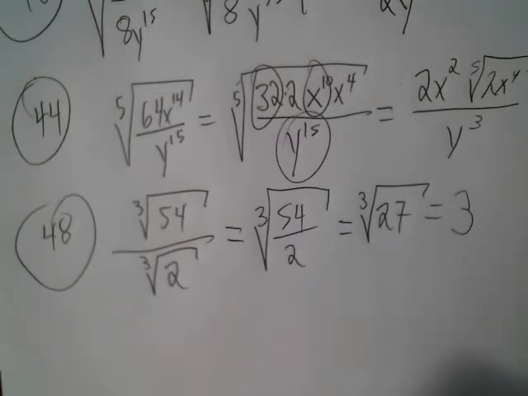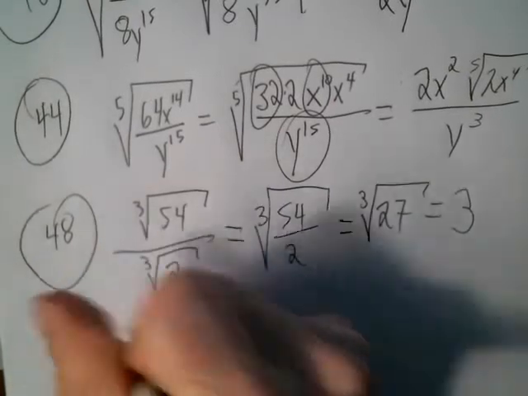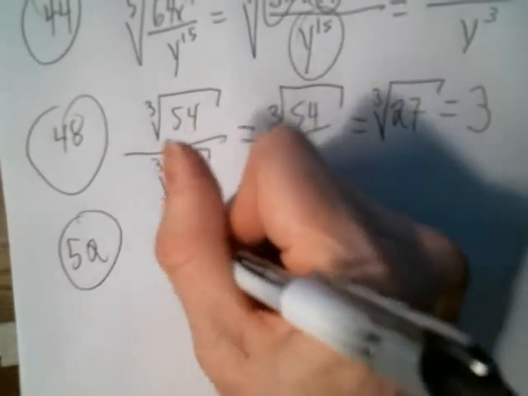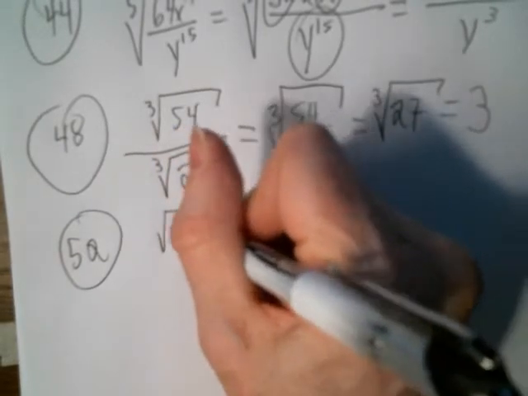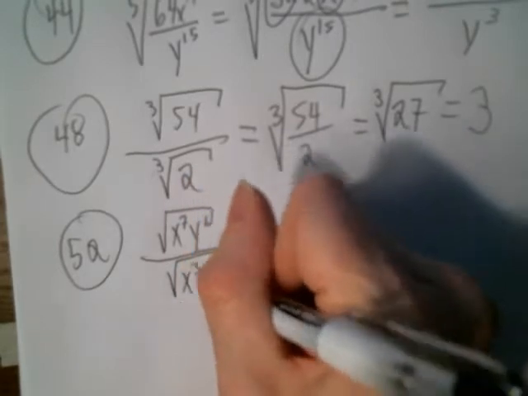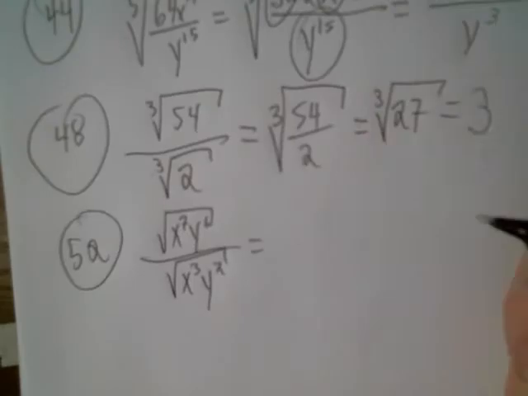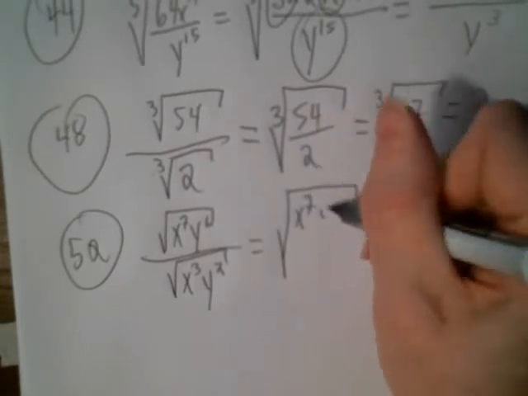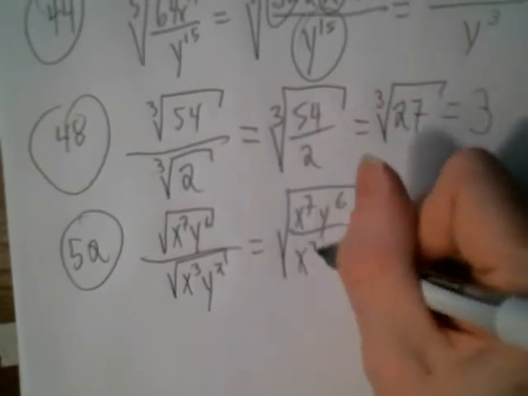These last couple are the same kind of idea. So 52, I have the square root of x to the 7th, y to the 6, all over the square root of x cubed, y squared. Okay. So turning that into one big root, I'll have x to the 7th, y to the 6, all over x cubed, y squared.